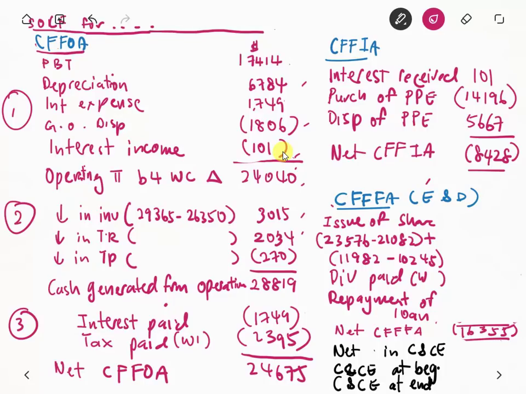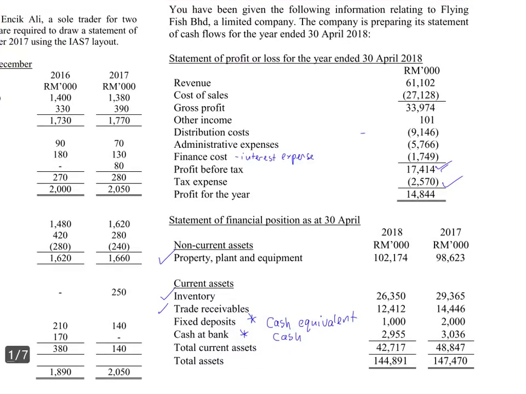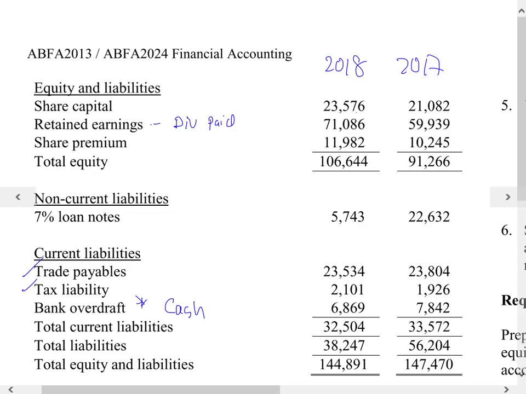Financing, focus on what? Equity and debt. Equity means share. Debt is loan. So let's look at SFP. Equity will be share. Normally, equity we do together with share capital. Can you put a tick? Share capital, share premium together.